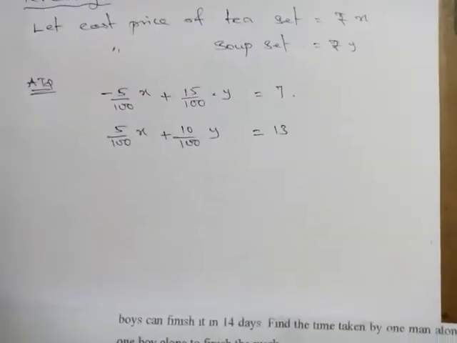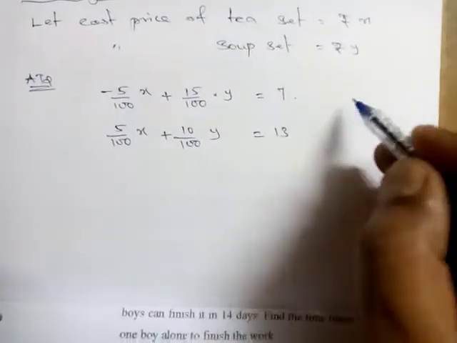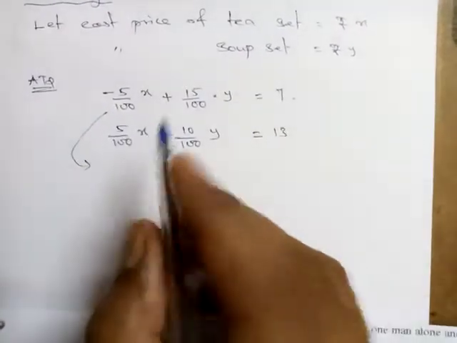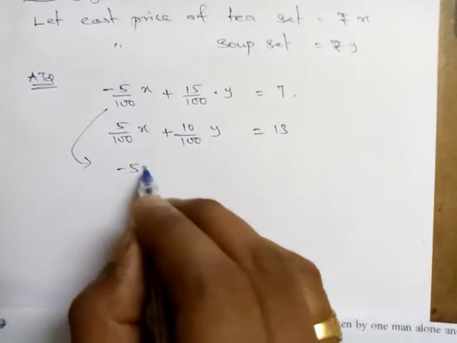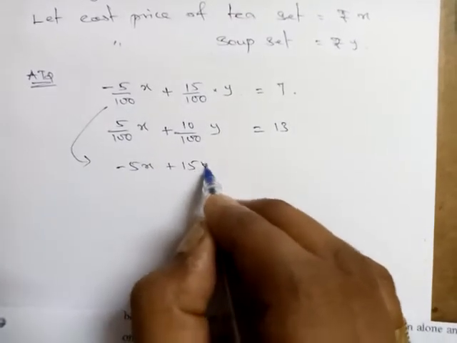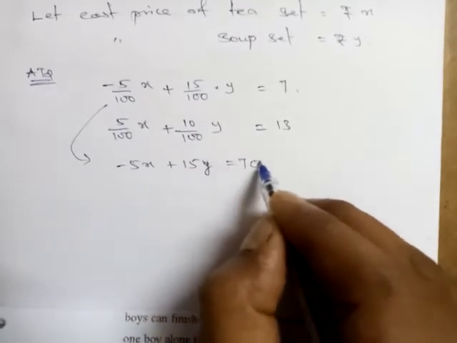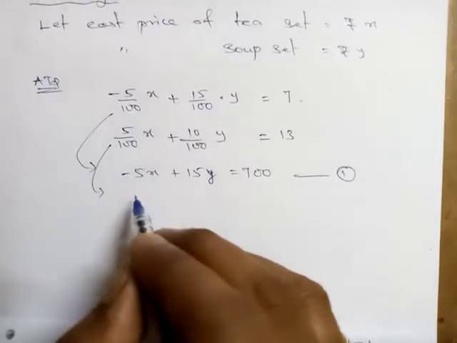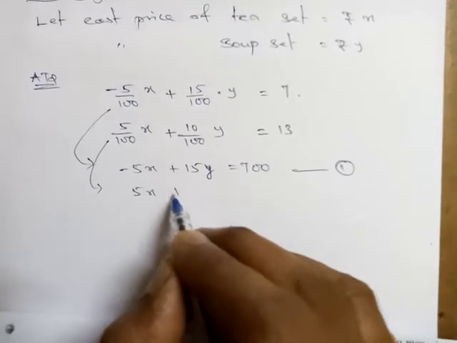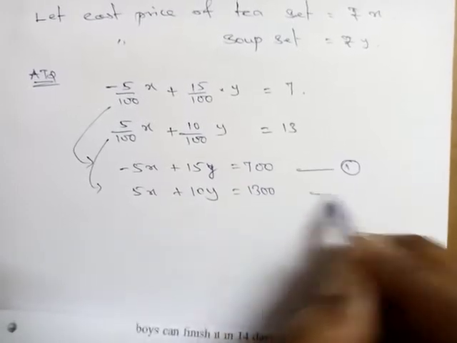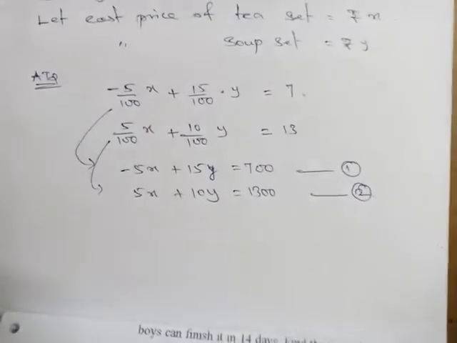So totally we are getting two equations. The first one we can change like this. See, I am multiplying by 100. So what will I get? Minus 5x plus 15y is equal to 700. This I am taking as the first equation. Second one also: 5x plus 10y is equal to 1300. This is the second equation. That's all.